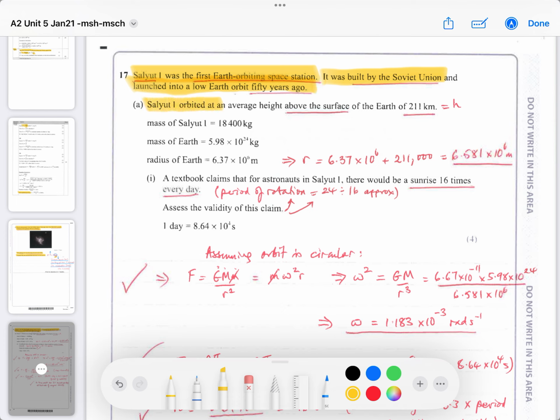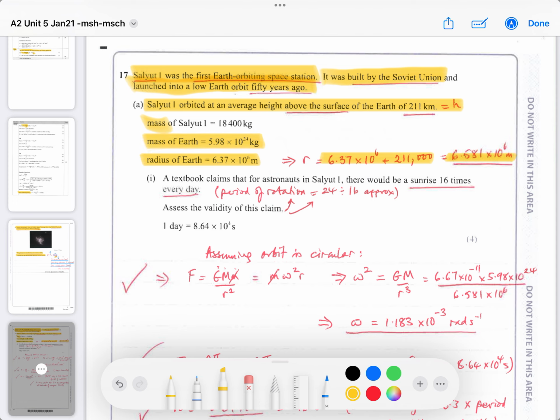So Salyut 1 orbited an average height above the Earth of 211 kilometers. Remember, that's above the Earth's surface. So you've also got to take into consideration that it is 6.37 million meters away from the center of the Earth. So you've got to add the two distances together. So that will probably just get you 1 mark for doing that. I'm not sure. They then give you the mass of the satellite and the mass of Earth.